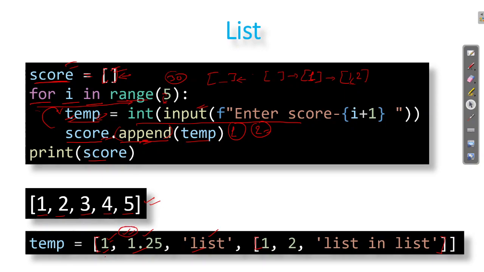So just wanted to say that Python doesn't give you any restriction that you have to use either integers in the list, or if you're using float, you have to use all float. If you're using string, you have to use all string. Nothing of that sort. You can use any type of data inside the list. Python doesn't restrict you from that.